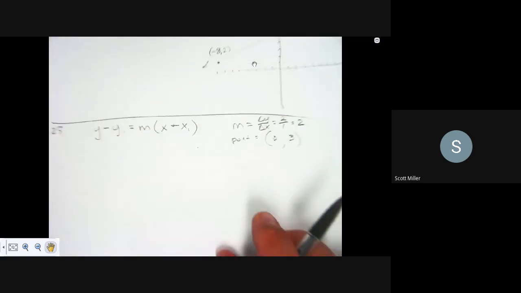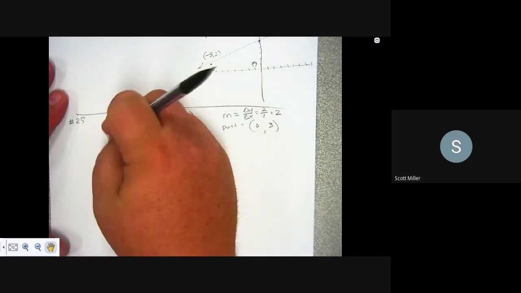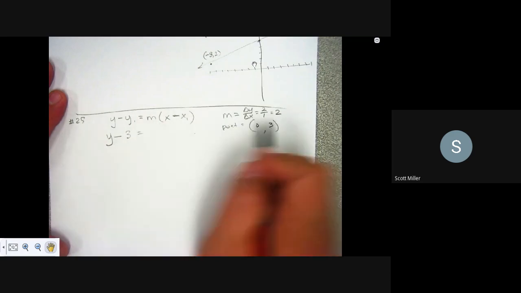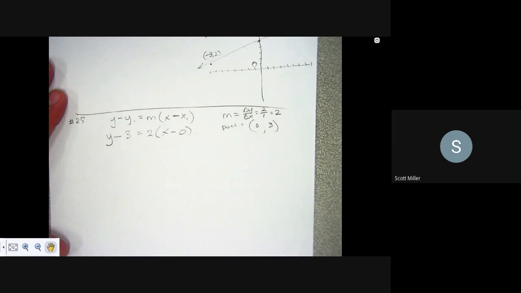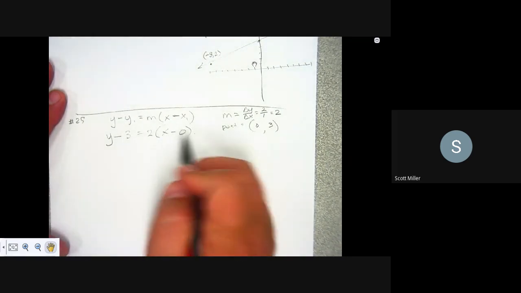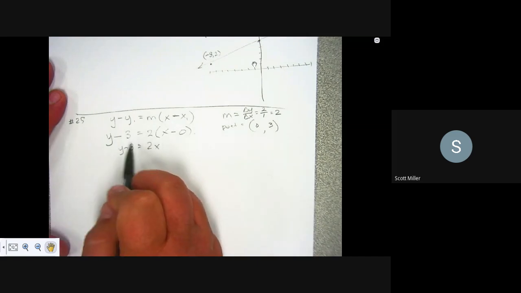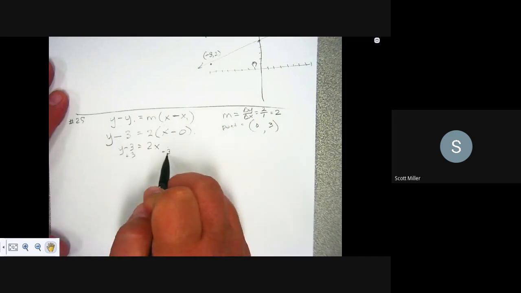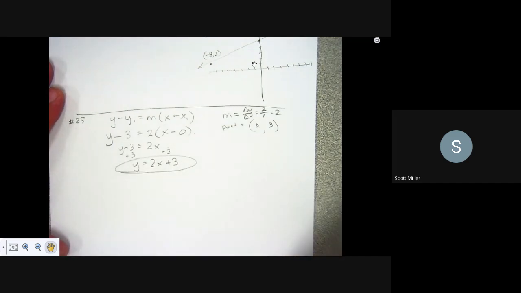Once I have that information, I can come over here and plug those numbers into my equation. Oops, that should be minus: y minus the y1, which is 3. My slope is 2. x minus x1, which is 0. x minus 0 is just x, so I now have y minus 3 equals 2x. Then I can move this to the other side by adding 3, and I get y equals 2x plus 3. And that is the slope-intercept form that they wanted your answer in.